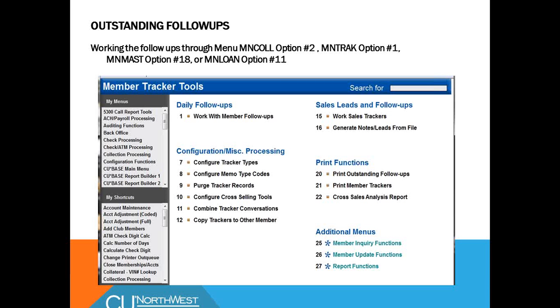You can access the follow-ups from within the individual member's accounts through member inquiry or phone operator, or by accessing the MN Track menu, option number 1, MN Collection, option number 2, MN Master, which is your main menu when you first sign into Gold, option number 18, or MN Loan, option number 10. Since we've been working in the tracker menu, I've chosen this particular menu to access.